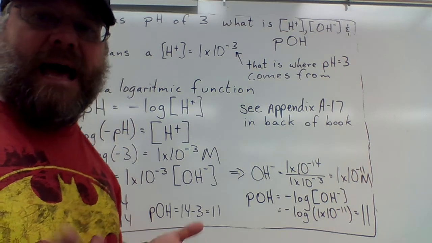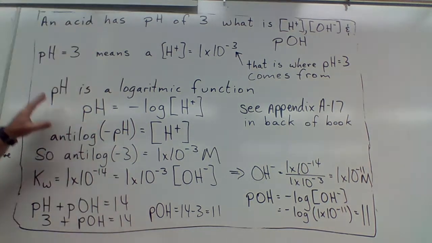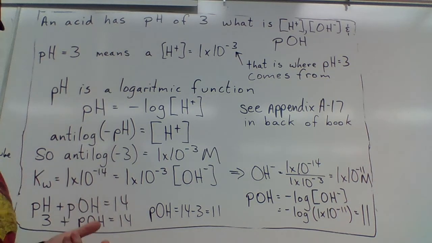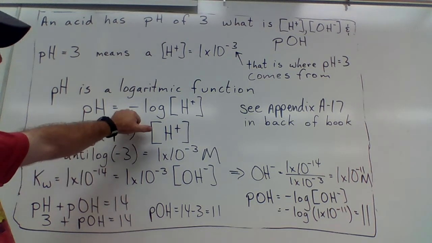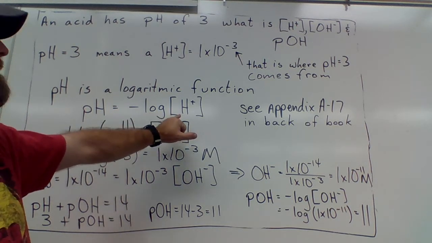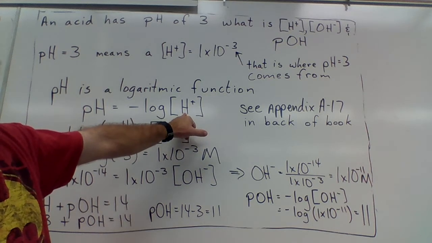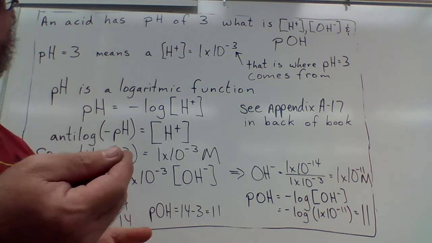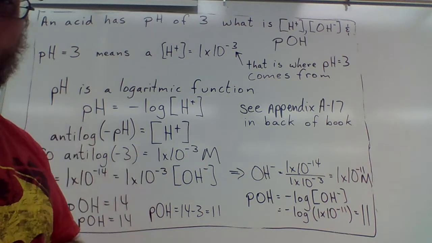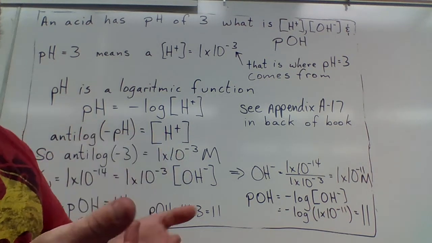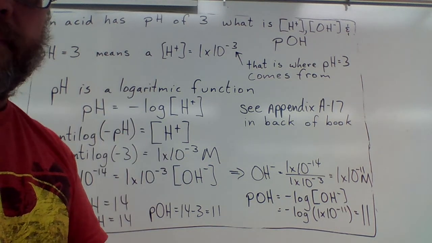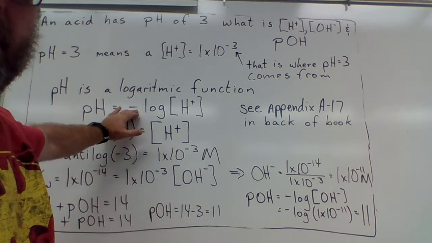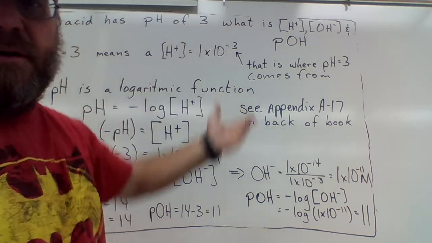Why does that happen? Again, it comes from the fact that pH deals with what we call a logarithmic function. Basically, pH is the negative log of the hydrogen ion concentration. So if you were to punch into your calculator log of 1 times 10 to the minus 3, you would get minus 3. And then if you take that negative, you would get positive 3 that we started with in the problem.